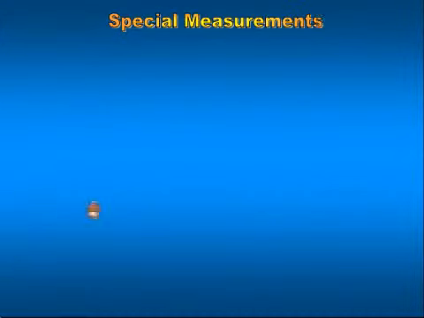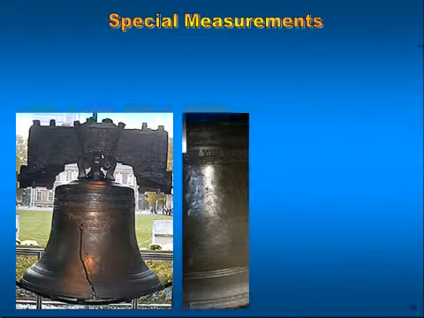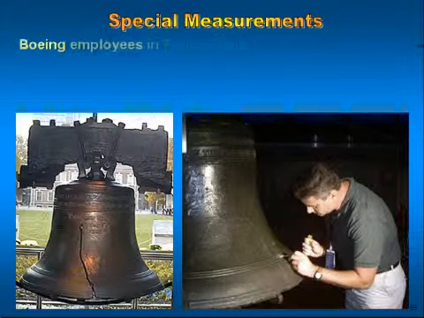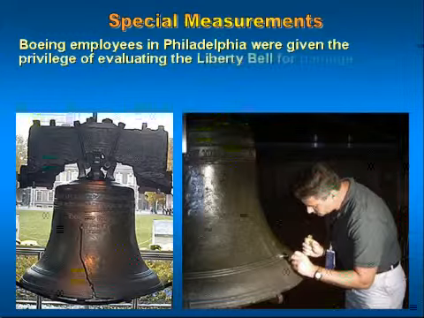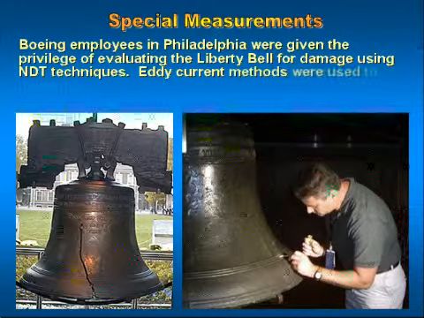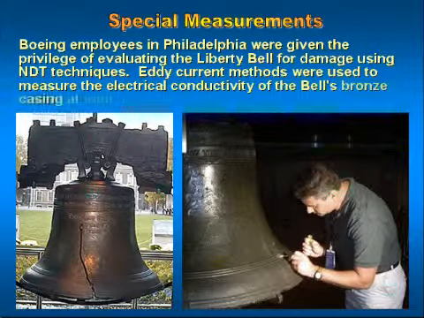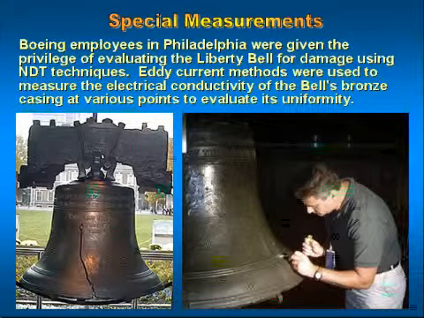Special measurements. Boeing employees in Philadelphia were given the privilege of evaluating the Liberty Bell for damage using non-destructive testing techniques. Eddy current methods were used to measure the electrical conductivity of the bell's bronze casting at various points to evaluate its uniformity.